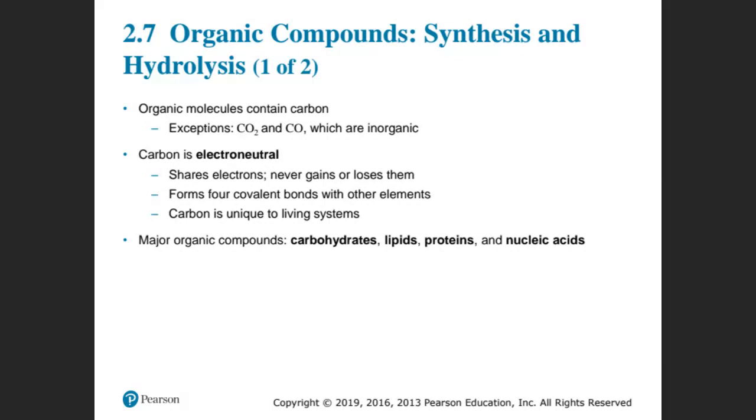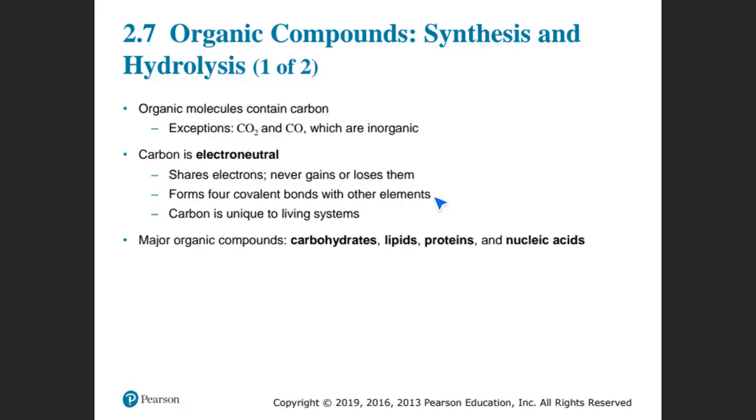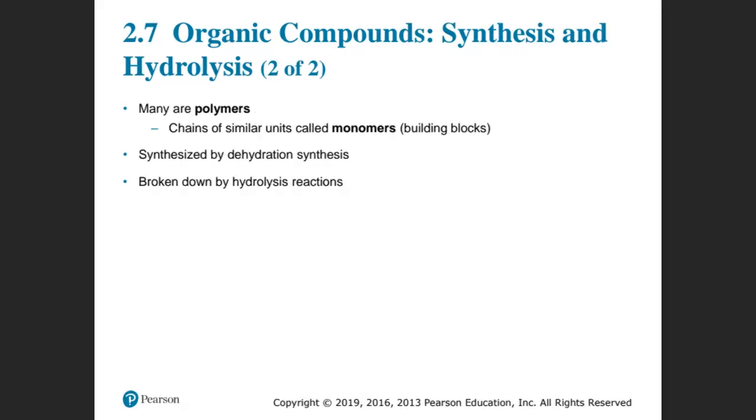Okay, so let's talk about organic compounds a little bit. They all contain carbon except for carbon dioxide, and some other substances that are inorganic technically. Carbon is electroneutral, so it shares electrons, but it doesn't gain or lose them. So it's really easy for carbon to form covalent bonds and share electrons with other elements. And the major organic compounds, which I often refer to as the big four macromolecules, are carbs, lipids, proteins, and nucleic acids. Sorry again about the background noise.